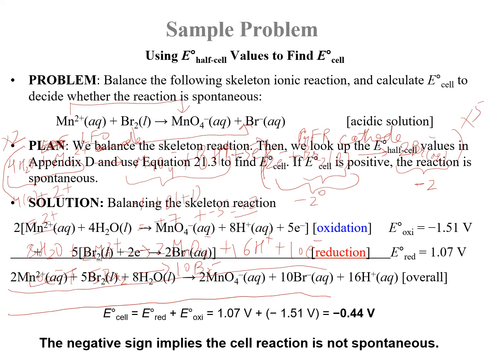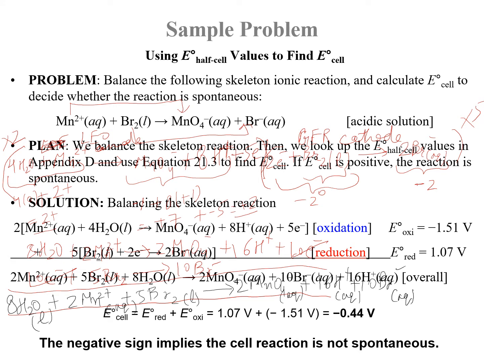So electrons and electrons will get cancelled. My final reaction would be 8 water plus 2 manganese ion plus 5 Br2. Br2 again, remember it's a liquid, so I'll put liquid right here. Changes to 2 MnO4 minus, plus 16 protons, plus 10 Br minus. Perfect. All the ions are aqueous, aqueous, aqueous, and water is liquid. All right, that's my balanced reaction.